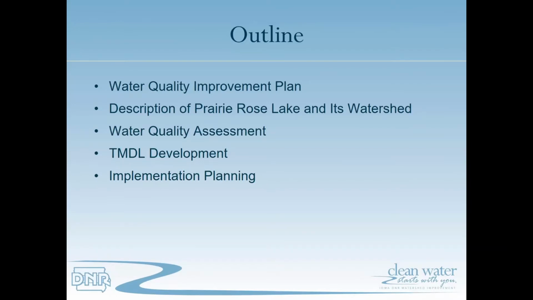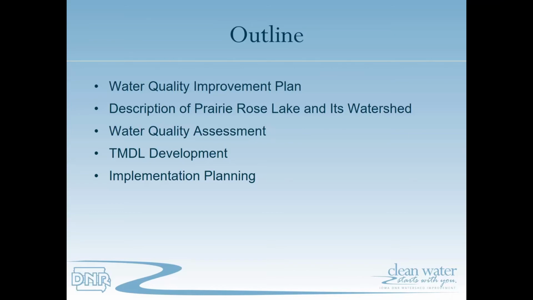Thanks for that introduction, Jeff. As he said, my name is Andrew Frana, and I'm the project lead for Prairie Rose Lake. I'll be talking to you about several things today. We'll start with the outline. First, we'll discuss the water quality improvement plan, what that is and what goes into it. Jeff detailed a little bit how it combines several aspects. Then we'll go into the description of Prairie Rose Lake itself, and also its watershed. We've heard earlier what a watershed is and what that means for Prairie Rose Lake.